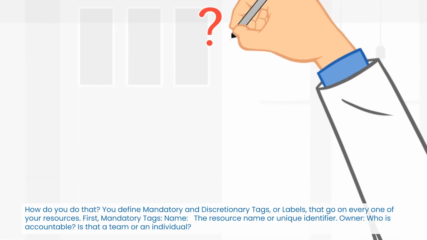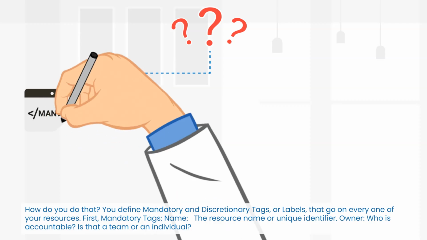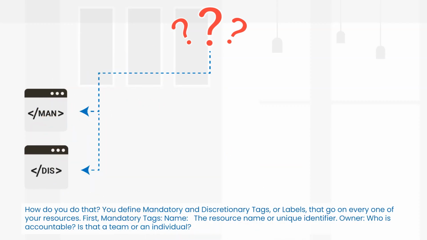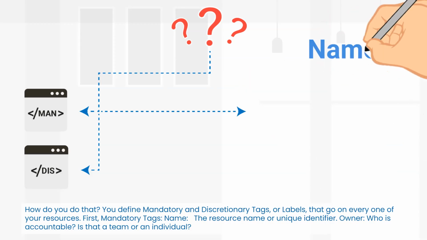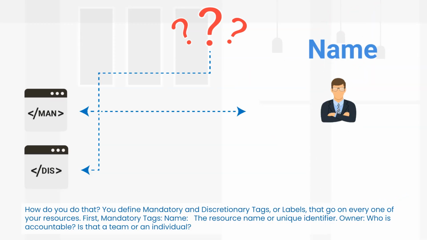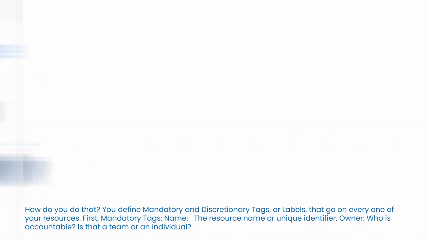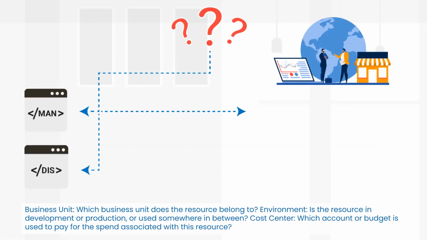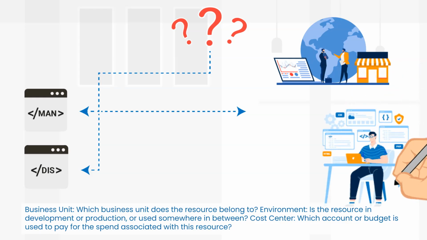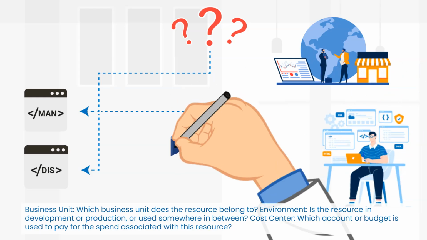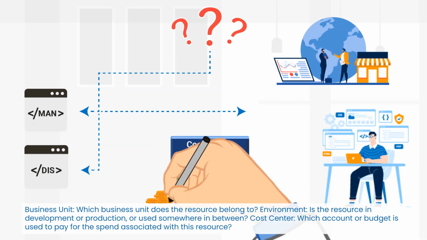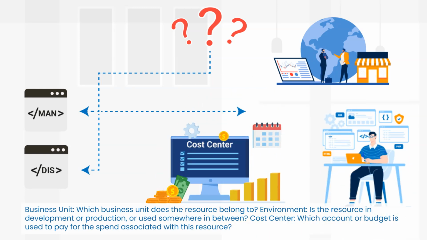How do you do that? You define mandatory and discretionary tags, or labels, that go on every one of your resources. First, mandatory tags. Name, the resource name or unique identifier. Owner, who is accountable? Is that a team or an individual? Business unit, which business unit does the resource belong to? Environment, is the resource in development or production, or used somewhere in between?